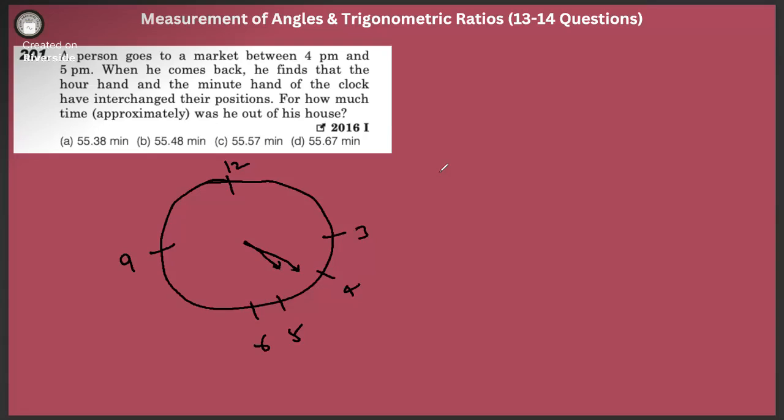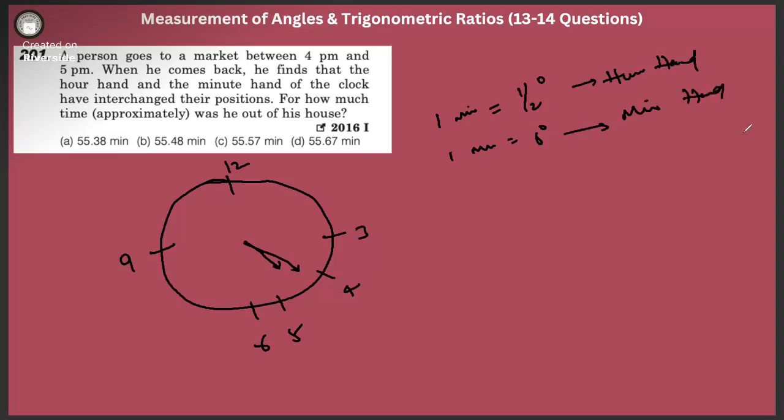One moment. I'll just check how these guys have done. Okay. How are you telling, Haripriya? So we know that for each minute it will take 0.5 degree for the hour hand. 1 minute is equal to 6 degree. This is for the minute hand.